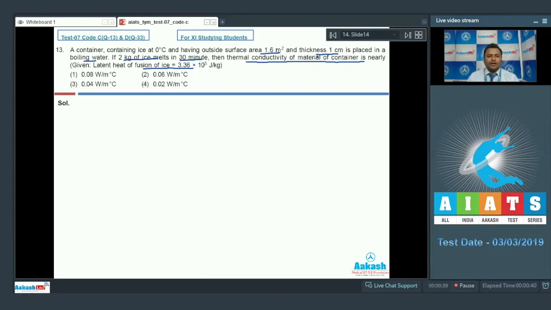kg. Now we know the amount of heat required to change the state of ice. We can write delta Q, that is m times latent heat of fusion. So from here we will get delta Q as 2 into LF, that is given in the question, 3.36 into 10 to the power 5 joule.